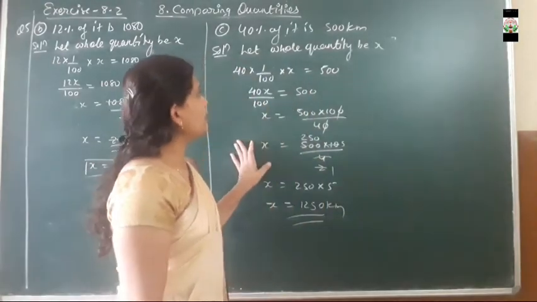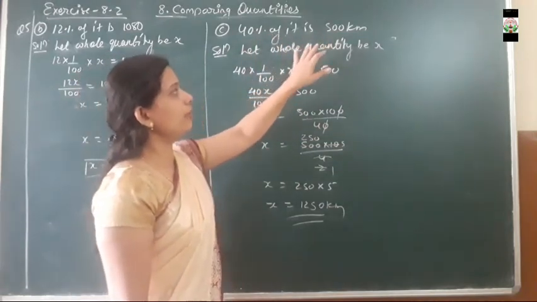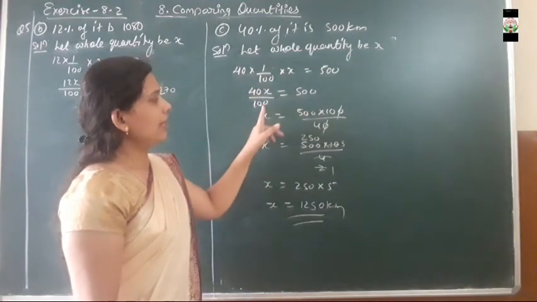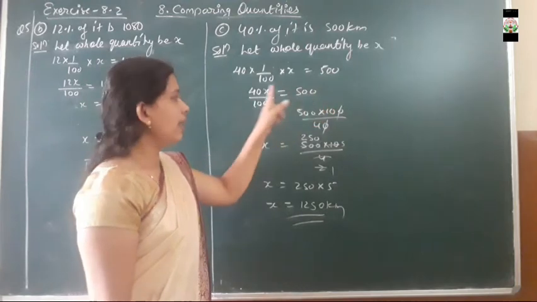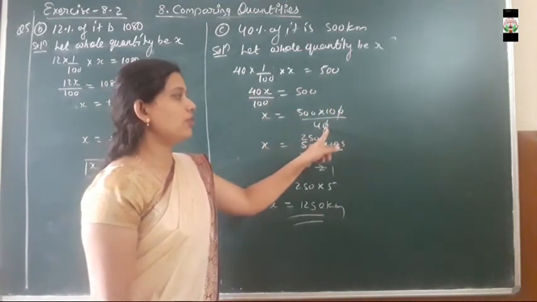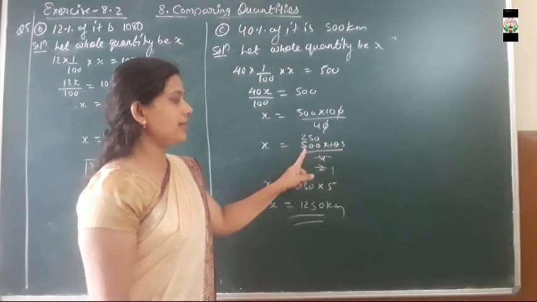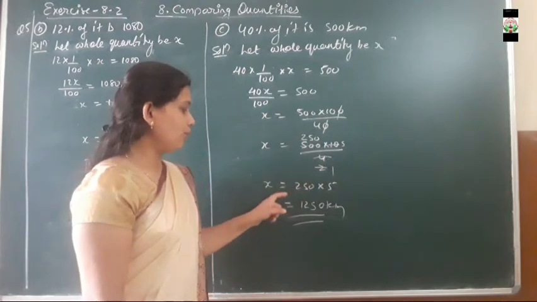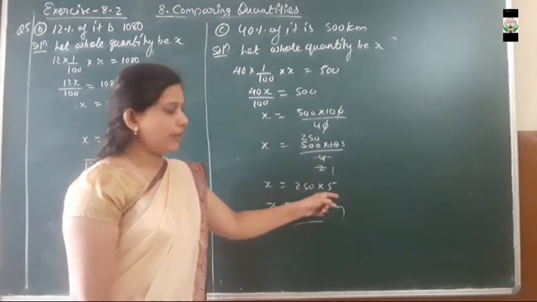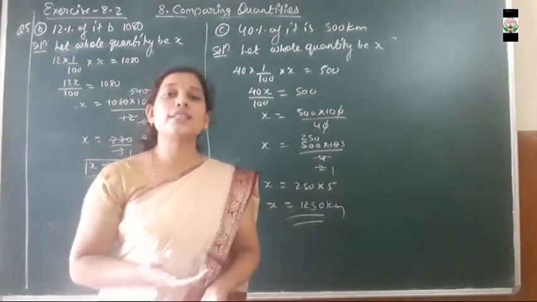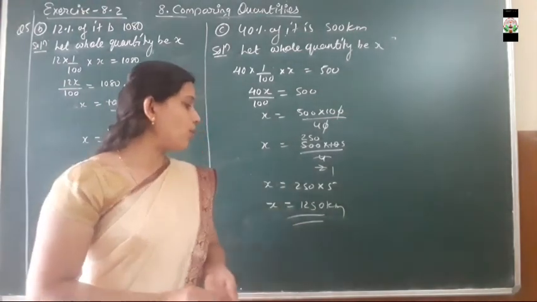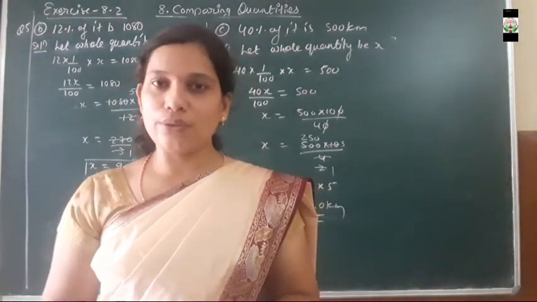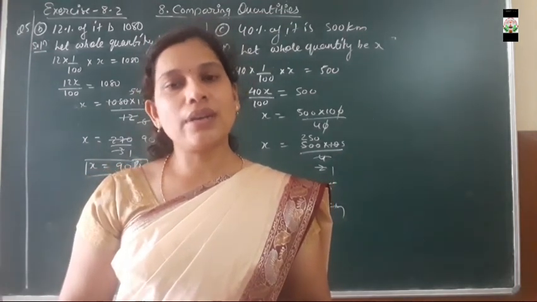Moving towards the C part of the question, 40% of it is 500 kilometers. So let the whole quantity be x. So 40x upon 100 is equal to 500. This 100 will multiply with 500 and the 40 will come in the denominator. Here the zeros will get cancelled. We will finally get the equation as x is equal to 500 into 10 upon 4. Now this is again cancelled by the table of 2. So x is equal to 250 into 5. X is the whole quantity. So the whole quantity we will get as 1250 kilometers. Now the last part of question number 5, try to do on your own.